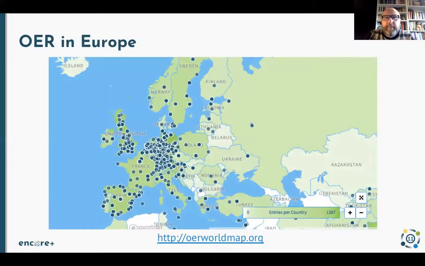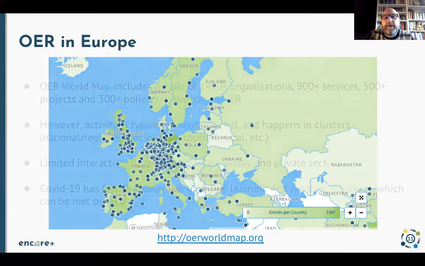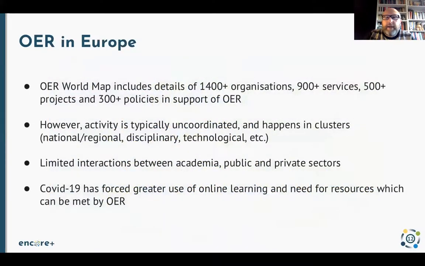If you look at what's happening with OER in Europe, this is from the OER World Map, which is not necessarily exhaustive, but it's the best picture that we have of what's going on. There's quite a lot of activity in Germany on this. That's partly because the map is based in Germany and how they collect data. You'll see that there's activity across most of Europe, but it's quite irregularly distributed. There's actually nearly 1,500 organizations on the OER World Map, and hundreds of different services, projects, and policies.